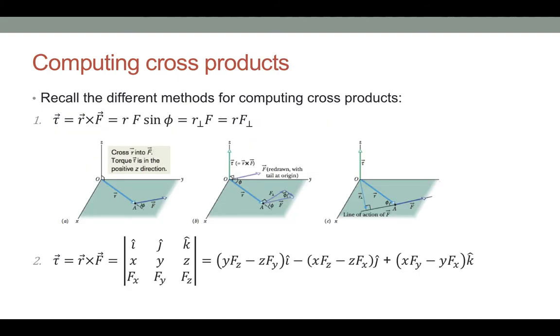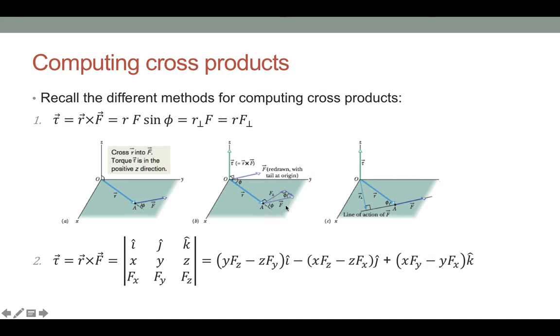Now, we will be computing cross products, so it's worthwhile remembering how we compute cross products. So torque is r cross F. There are three different ways to view it. One is the magnitude of the radius vector times the magnitude of the force vector times the sine of the angle in between them. That's one way to do it. We can also find the component of the force that is perpendicular to the radius vector, and that would just be F times the sine of that angle. And that gives us this definition.